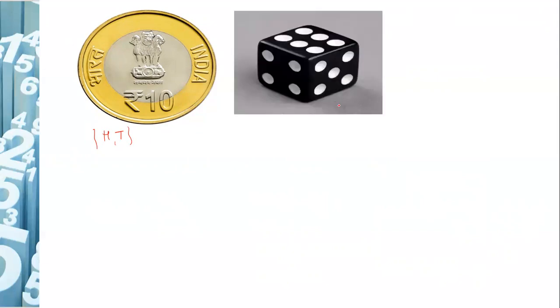Now, in probability we always come across examples of tossing a coin. What happens when I toss a coin? There are two possibilities, heads and tails. So recollect that the possible outcomes when you toss a coin are heads and tails. Similarly, we'll come across examples of tossing or rolling a die. When you roll a die, the die is a cube, having 6 faces. On each face, you will see a number.